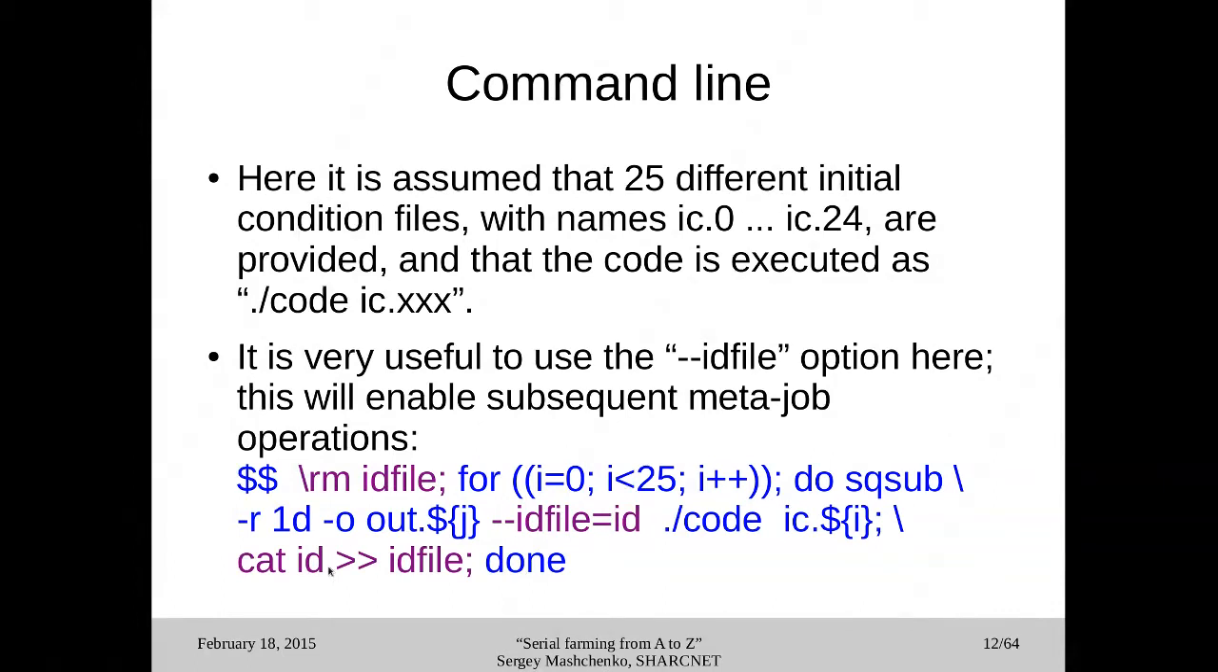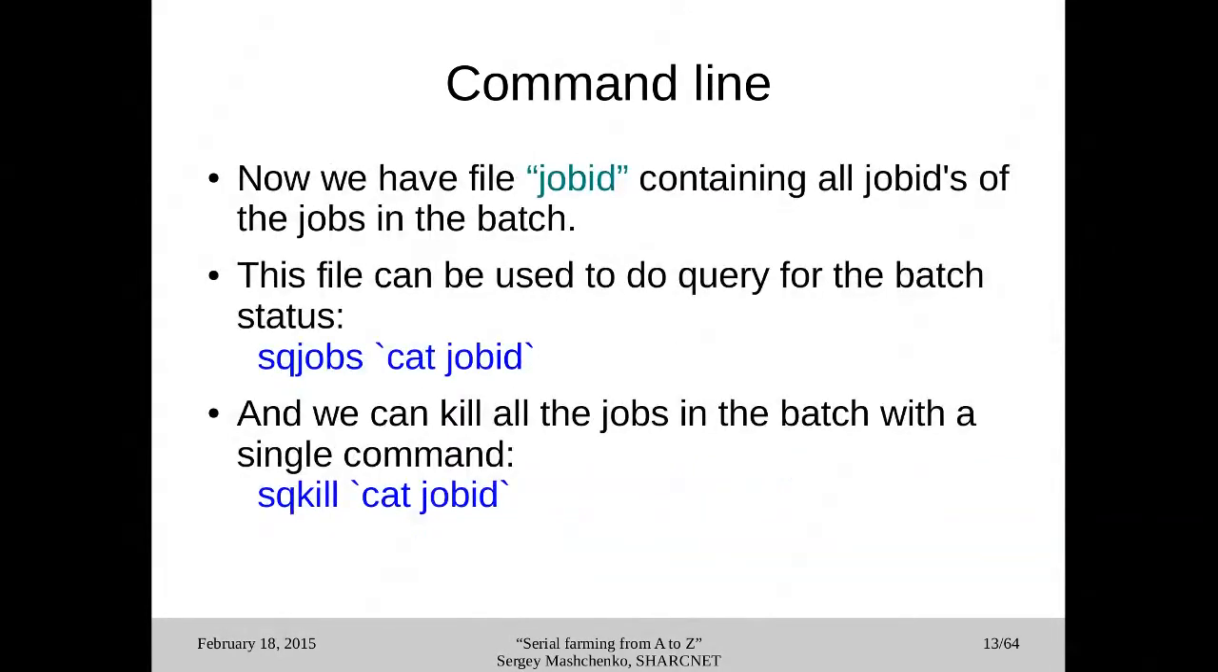And this double larger-than sign, which is actually a redirect, will append the job ID for each iteration to one file, idfile. So at the end, once this loop is over, you will have a single file, idfile, with multiple lines. Each line of the file will contain the job ID for an individual job you just submitted, as described here. Why do you need that file? Now that you have that file, you can have meta job operations.